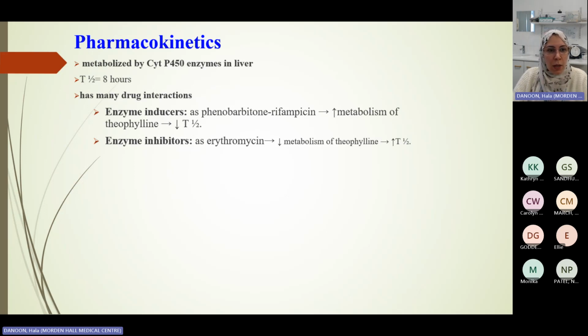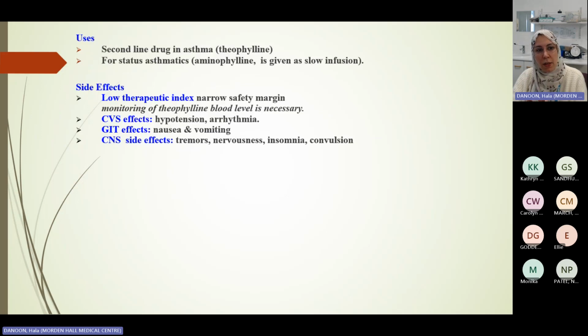It is also an enzyme inducer, so it can interact with other medications. So if you administer that with an enzyme inducer like phenobarbital or rifampicin, the metabolism of this medication will be increased. That means the quantity of the medication in the blood will be less. Whilst if you take it with an enzyme inhibitor like erythromycin, then the metabolism of theophylline will reduce, so the medication will last longer in the blood. Now, this is important because it has a narrow therapeutic index.